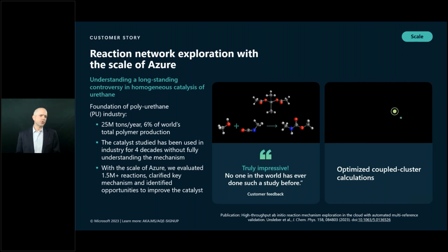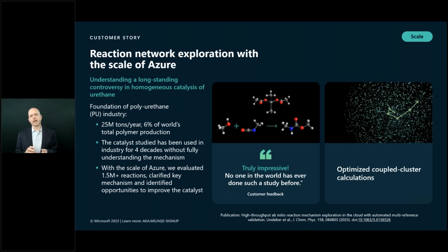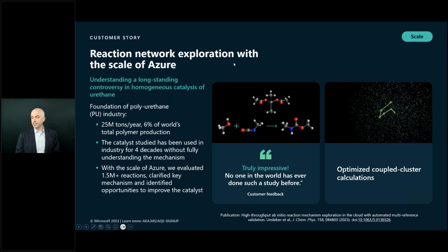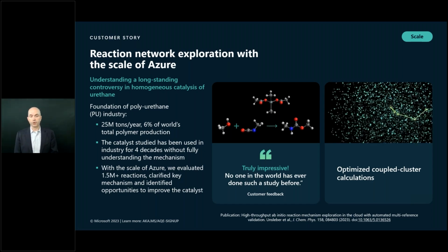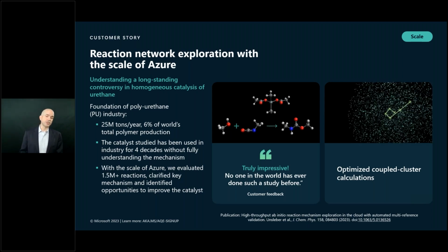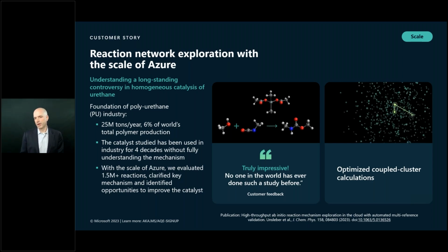And the reason this tool was so important is when you start to look at the underlying possible steps in what is otherwise a pretty simple reaction. We have a catalyst here. It's catalyzing the interaction of methanol with methyl isocyanate to form urethane. But when you dig down into the details of that, there are 1.5 million potential reaction steps that you have to consider in that reaction.